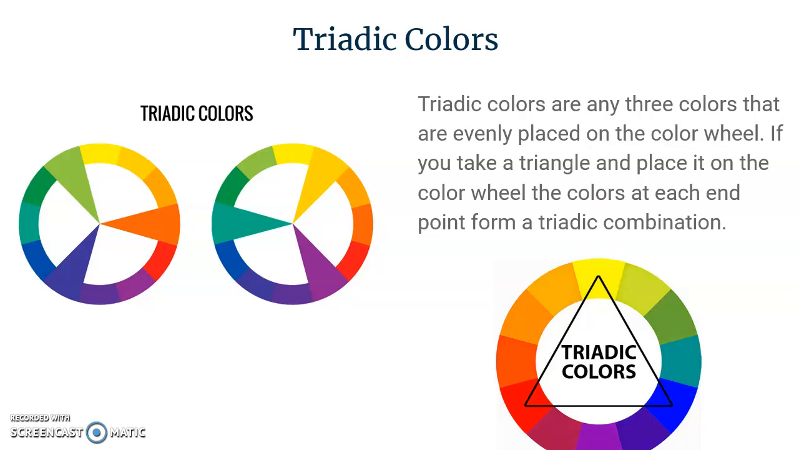We have triadic colors. Triadic colors are any three colors that are evenly placed on a color wheel. So if you take a triangle and place it on a color wheel, the colors at each point form a triadic combination.